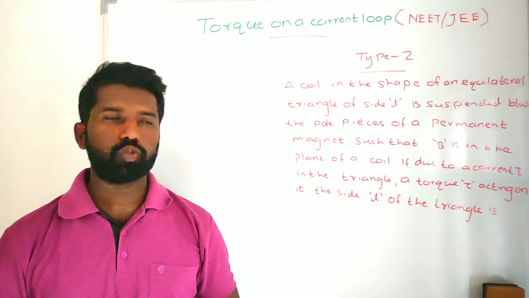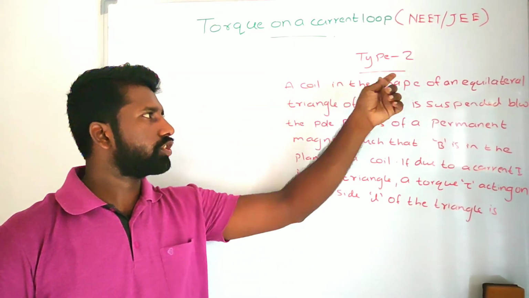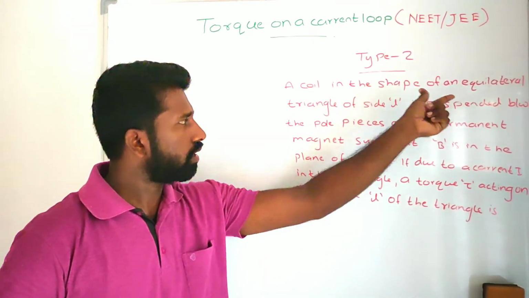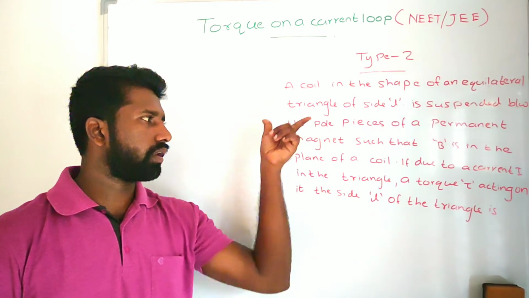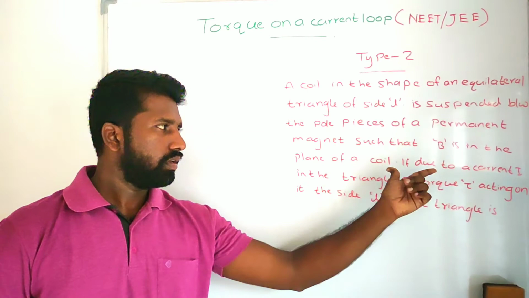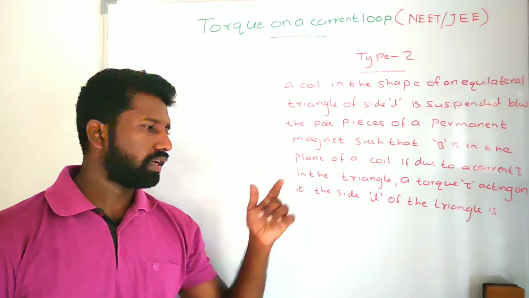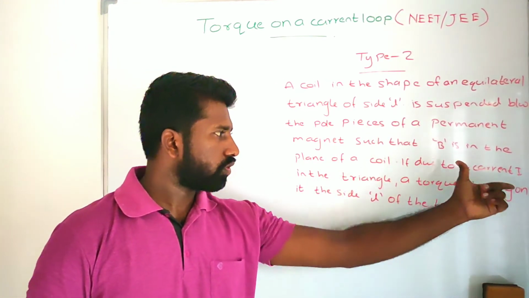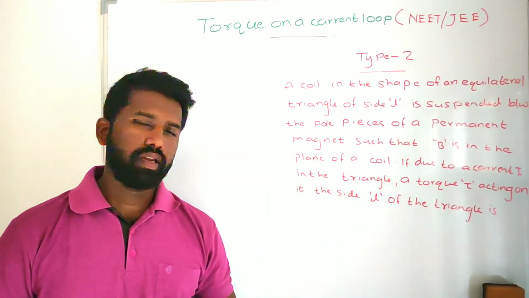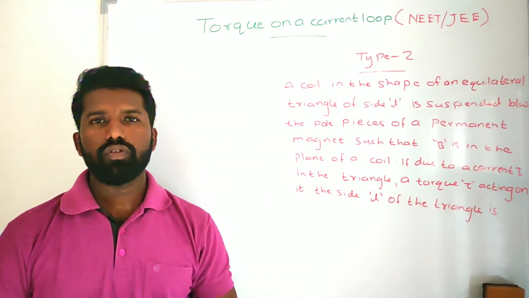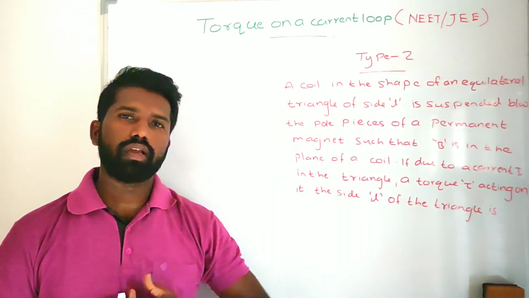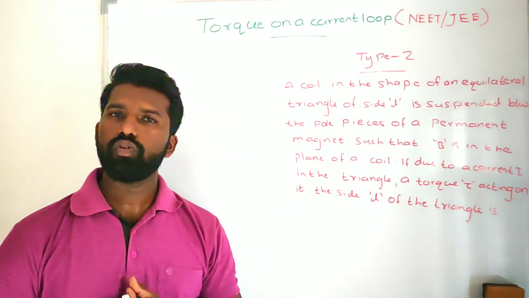Now we will see type 2. A coil in the shape of an equilateral triangle of side L is suspended between the pole pieces of a permanent magnet such that B is in the plane of the coil. If due to current I in the triangle a torque acts on it, then the side L of the triangle is. Okay, so what are they given? They are given that an equilateral triangle loop is placed between the poles of a magnet.